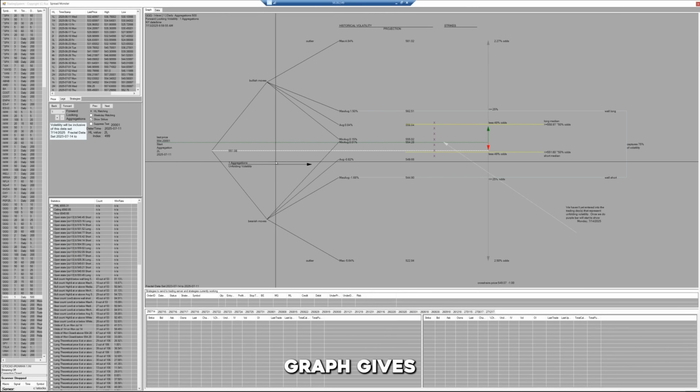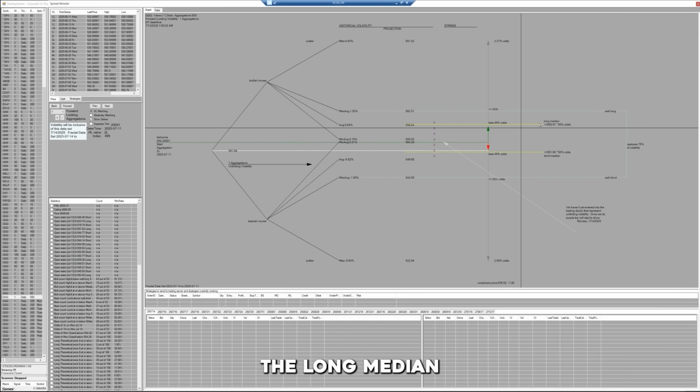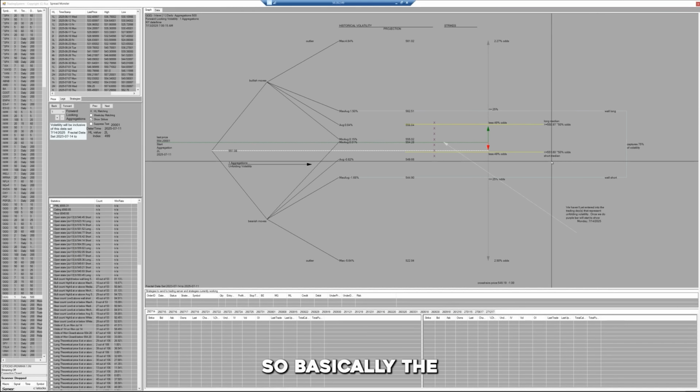The volatility graph gives you four main levels: the medians and the walls. We have two medians right here, the long median and the short median, and then two walls, the wall long and the wall short. So what is the median? Basically, there is a 50% chance that a median is hit in just one day.